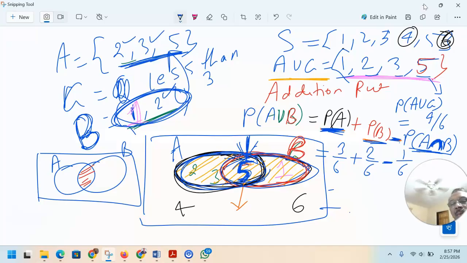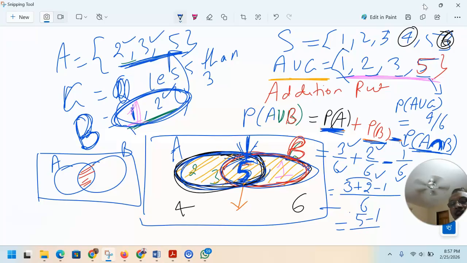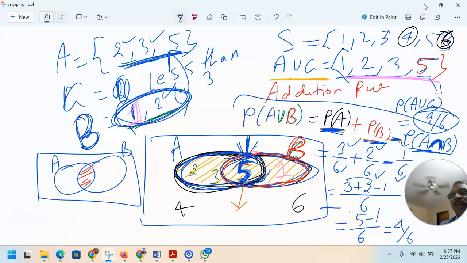And if you do a little maths here, the denominator is 6 for all of them. See, all of them have 6 as the denominator, and the numerators are written exactly the same: 3 plus 2 minus 1. When you work it out, this will be 5 minus 1 out of 6. So that is 4 out of 6, and that's what we got here also. So this formula works.